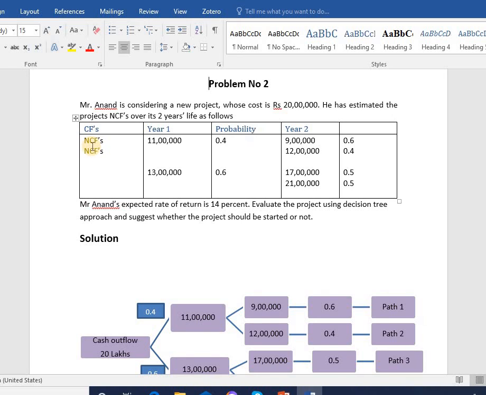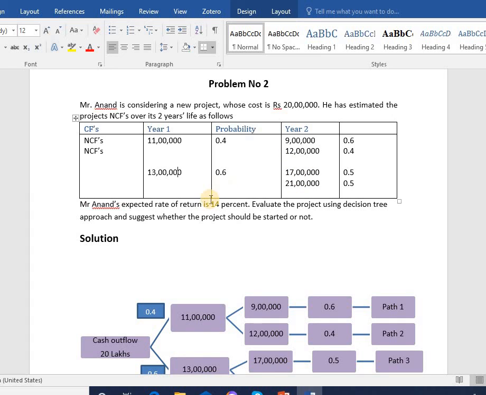So, year 1 is 11 lakh, with probability 0.4. If we get 11 lakh, year 2 is 9 lakh with 0.6 probability, and 12 lakh with 0.4. And the other branch is 13 lakh with probability 0.6. That means the probability of getting 11 lakh is 0.4, and the probability of getting 13 lakh is 0.6.